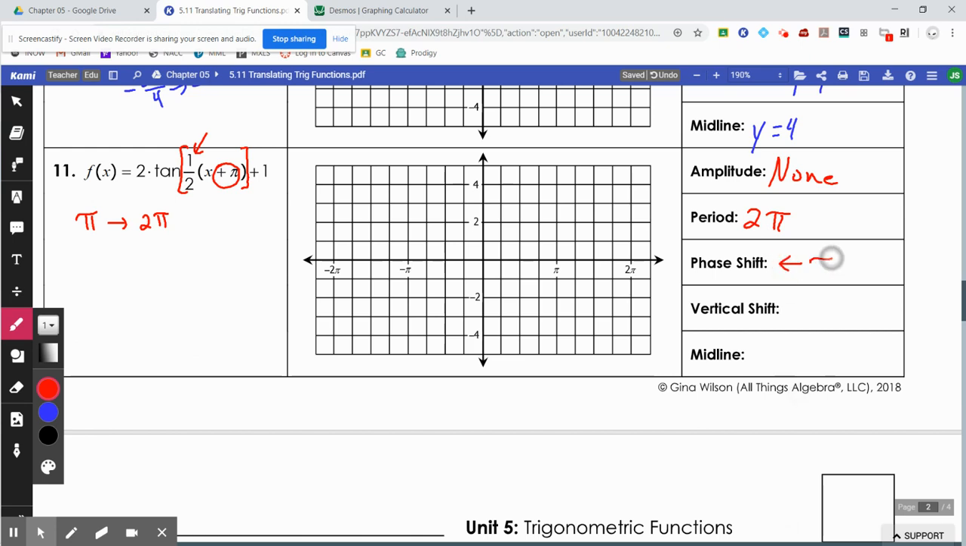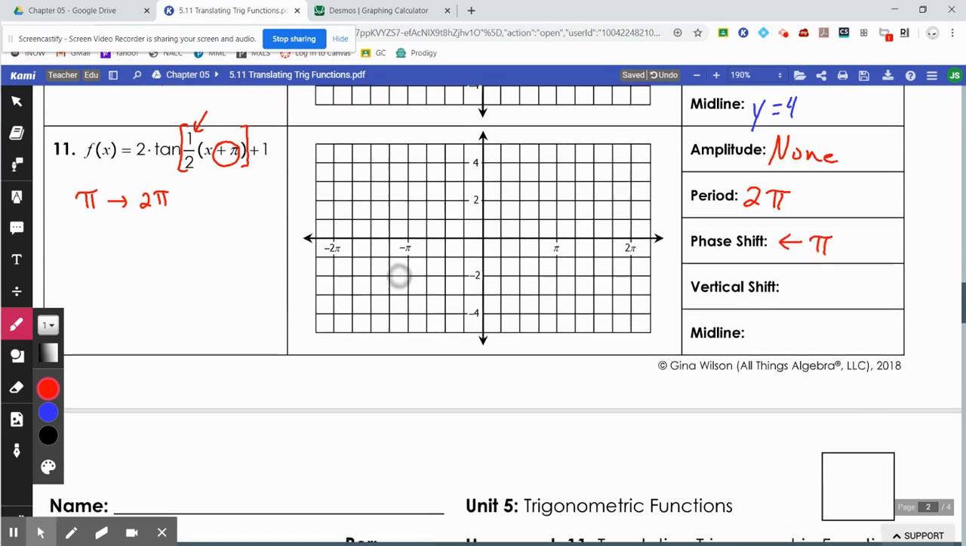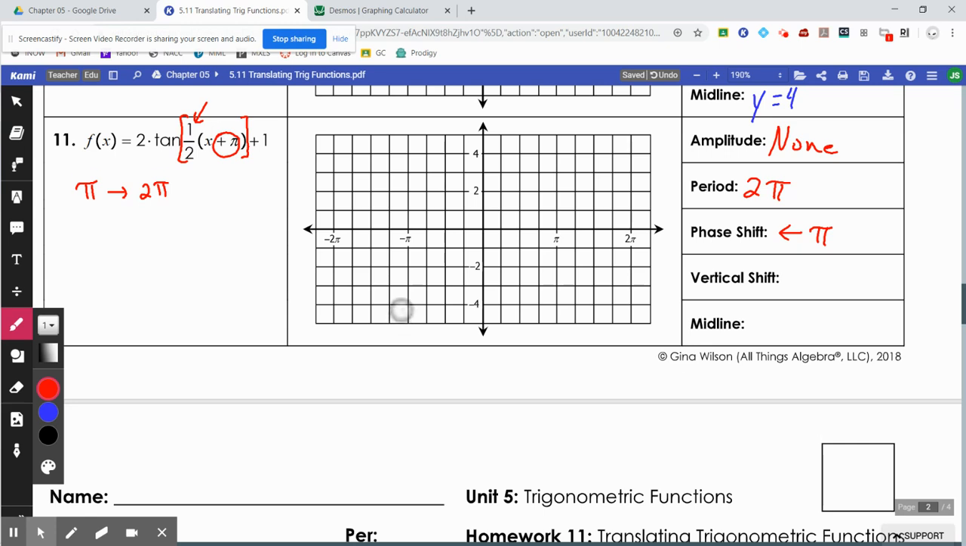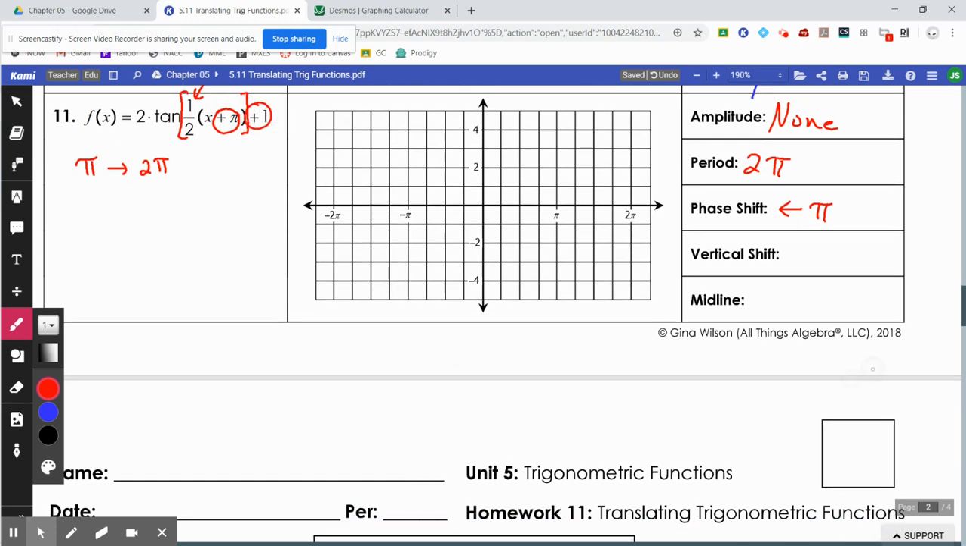That moves our original parent function of y equals tan x left pi. We're going to have a vertical shift that's going to move it up 1. So therefore, we're going to have a midline at y equals 1. I like to go ahead and draw that midline. Then let's plot some points so that we can see what our graph is going to look like. Again, we could very easily plug in a value like, let me go back up to the original, negative pi right here to get a point on our graph.